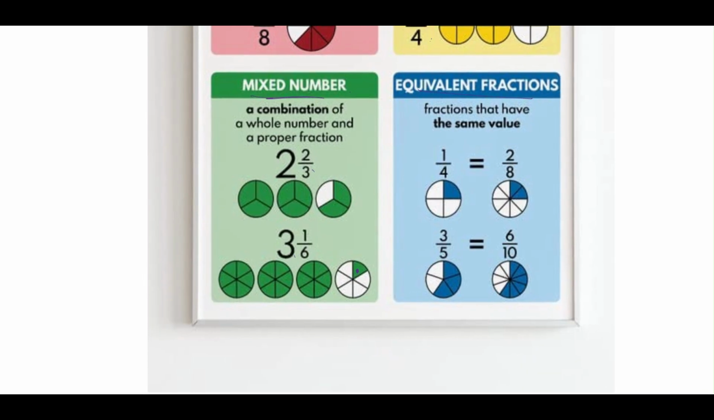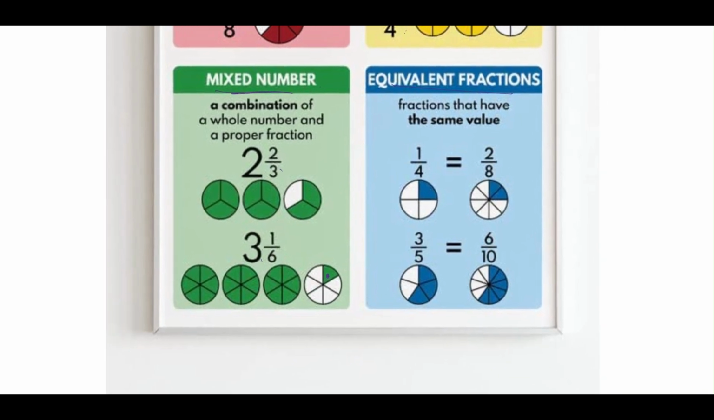Let's look at the third type of fractions, which is mixed fraction. Here, as the name sounds, it has a whole part and a fraction part. It's a combination of a whole number and a proper fraction. So here 2 is the whole number and 2/3 is my fraction part. You can see here what it means is there are two wholes shaded and then 2/3 is shaded.